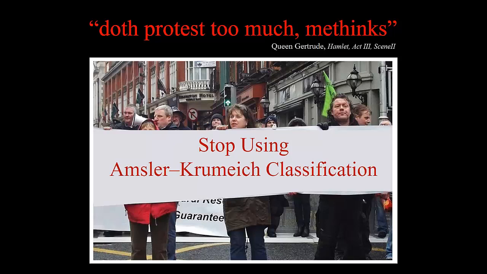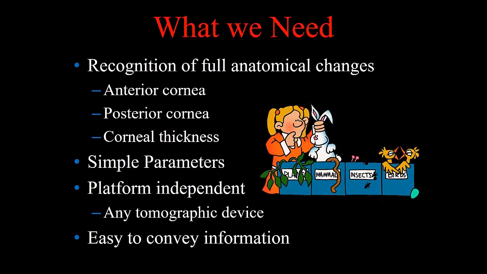So here's my plea. Every time I hear someone at a meeting go up and say, this is how I treat patients, this is how I treat stage 2 disease, this is how I treat stage 3 disease, I cringe because it's meaningless. So what do we need?